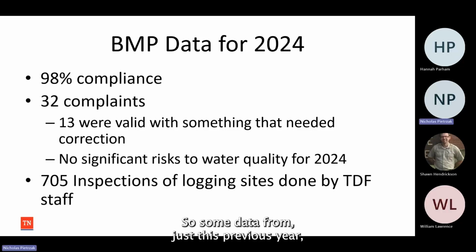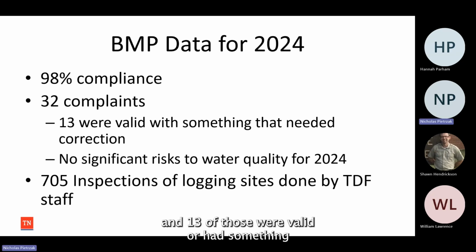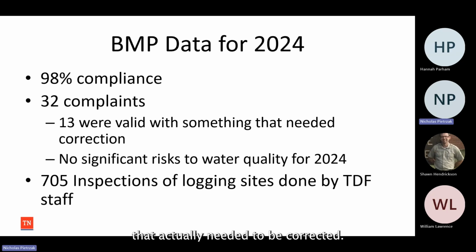Some data from this previous year: we had 98% compliance on all sites that we inspected as Division of Forestry. We had 705 total inspections. Of those inspections, 32 were complaints by neighboring landowners, and 13 of those were valid or had something that actually needed to be corrected. And of those, nothing was particularly significant as far as risks to water quality.